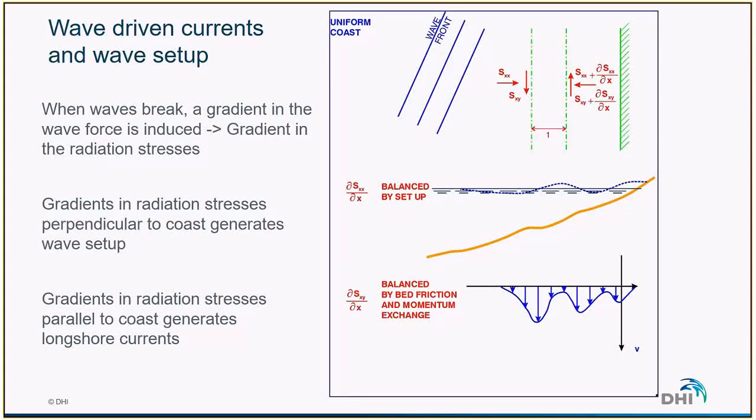So basically, when the waves break, there is a gradient in force that is induced on the coast. And this gradient is reflected in a gradient in the radiation stresses. If we look at the two different components, the cross-shore component is balanced by a slope of the mean water surface, which is called the setup. The second component, which is parallel to the coast, generates longshore current. These currents can be very strong and have a significant importance when we're dealing with sediment transport.